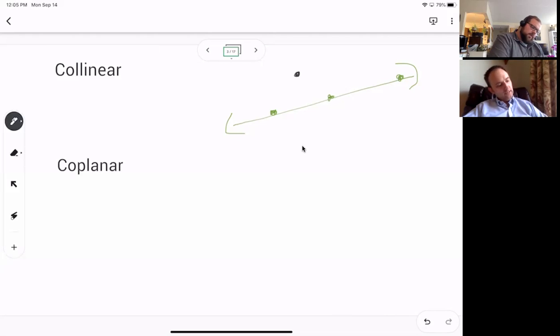All right, so would it be fair to say that collinear are points that we can draw a single line through? Yeah, or points on the same line.